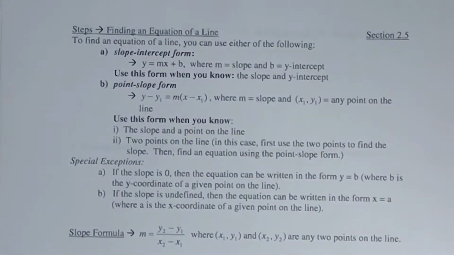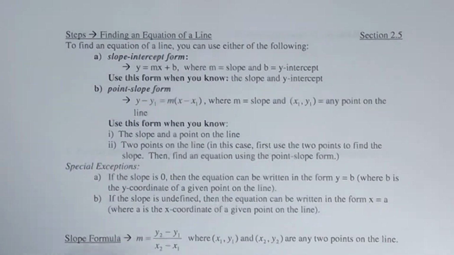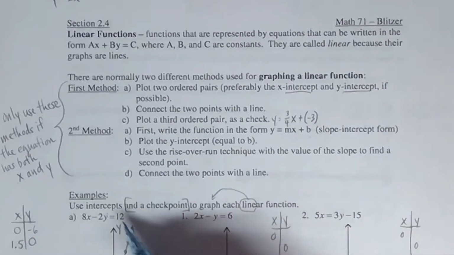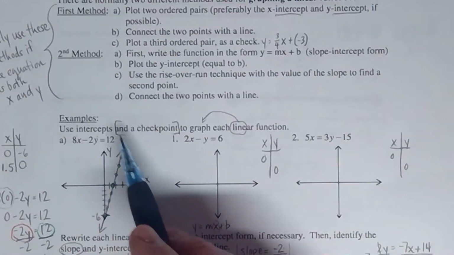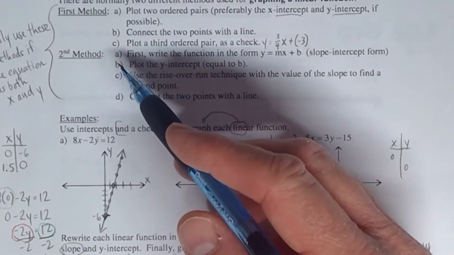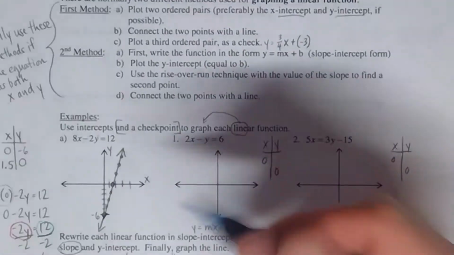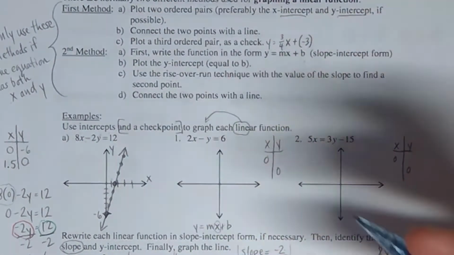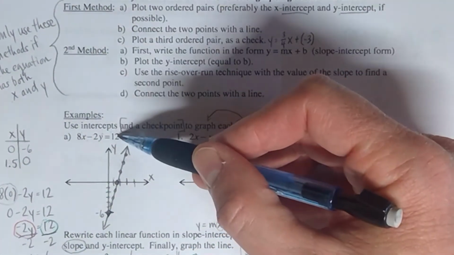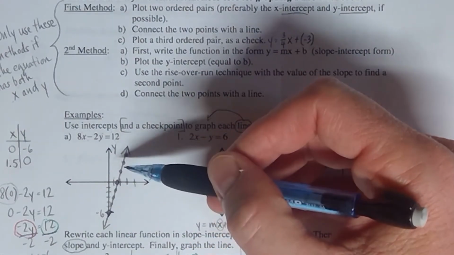I'm looking at the last section of Chapter 2, 2.5. And in a sense, we're actually going backwards from what we did in Section 2.4. In 2.4, what did we do? We looked at an equation, and then we had to graph it, right? We had two different methods, not including the ones where a variable was missing, which had methods as well. But we had a method to go from the equation to actually being able to graph it. Well, in this section, it's the opposite.